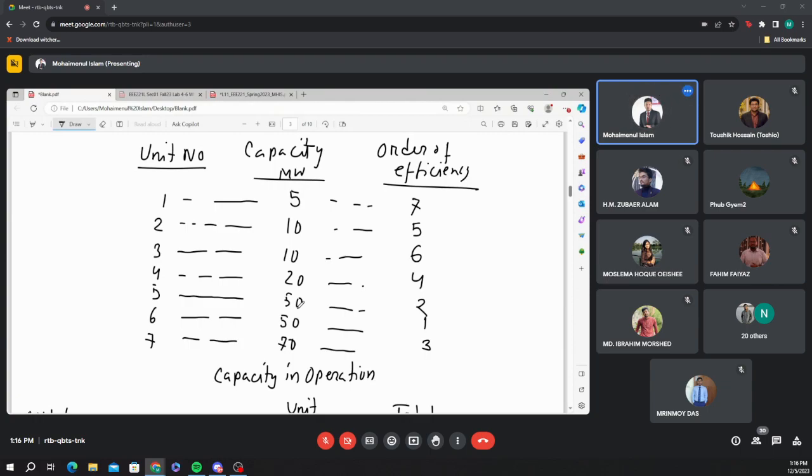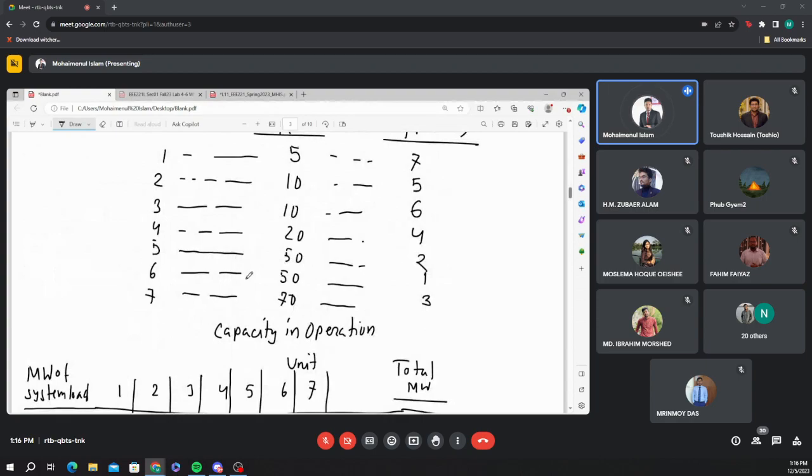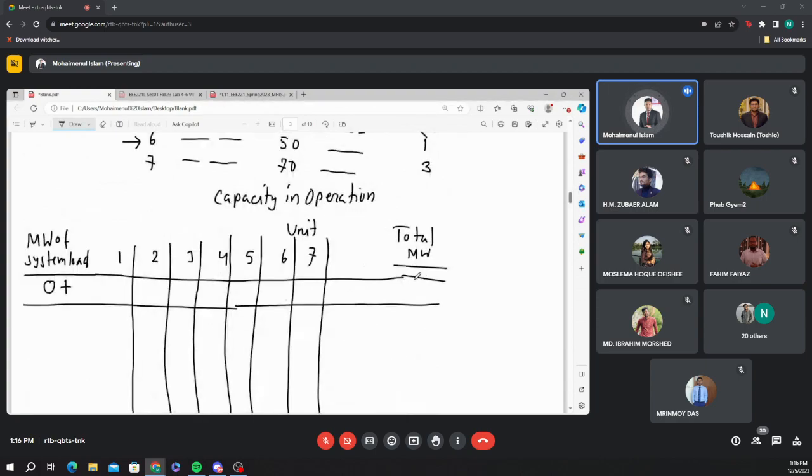Suppose 0 to first one is 50 megawatt. So you can run the first one, which is number 6, the first one, efficiency first. So we can turn on this first power plant, 50 megawatt.